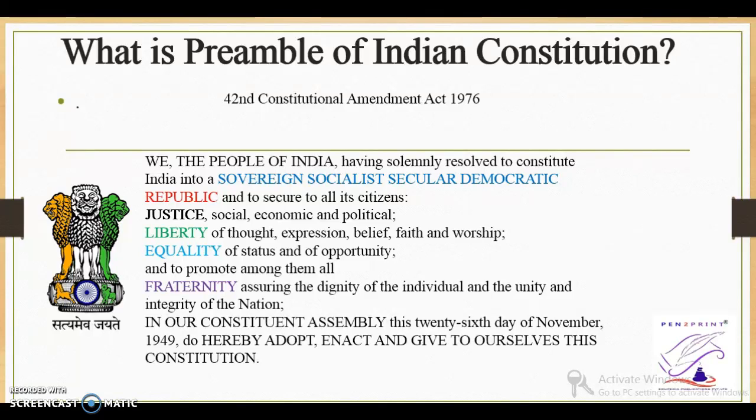Today we are going to discuss what the preamble of the Indian Constitution is. The text of the preamble we can read here.